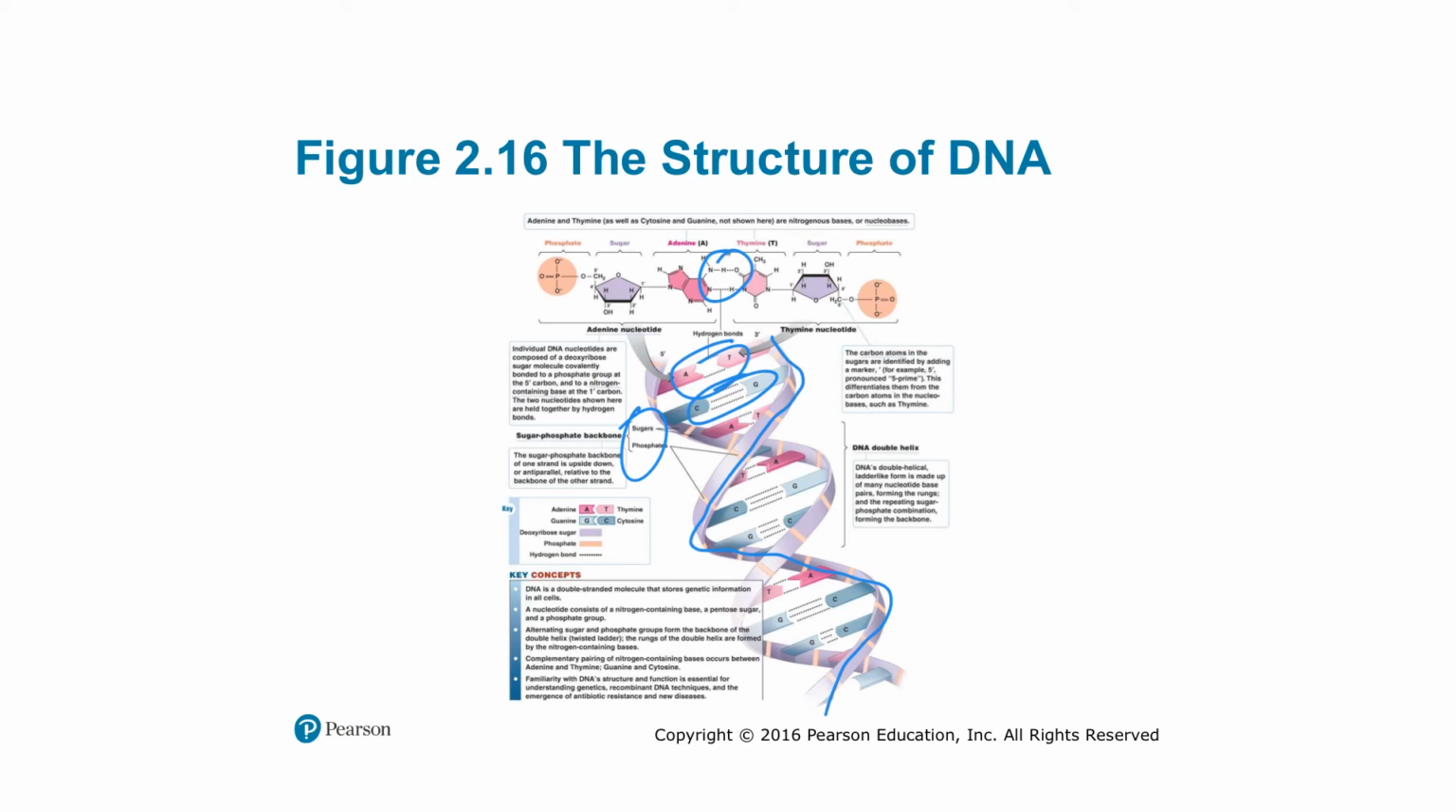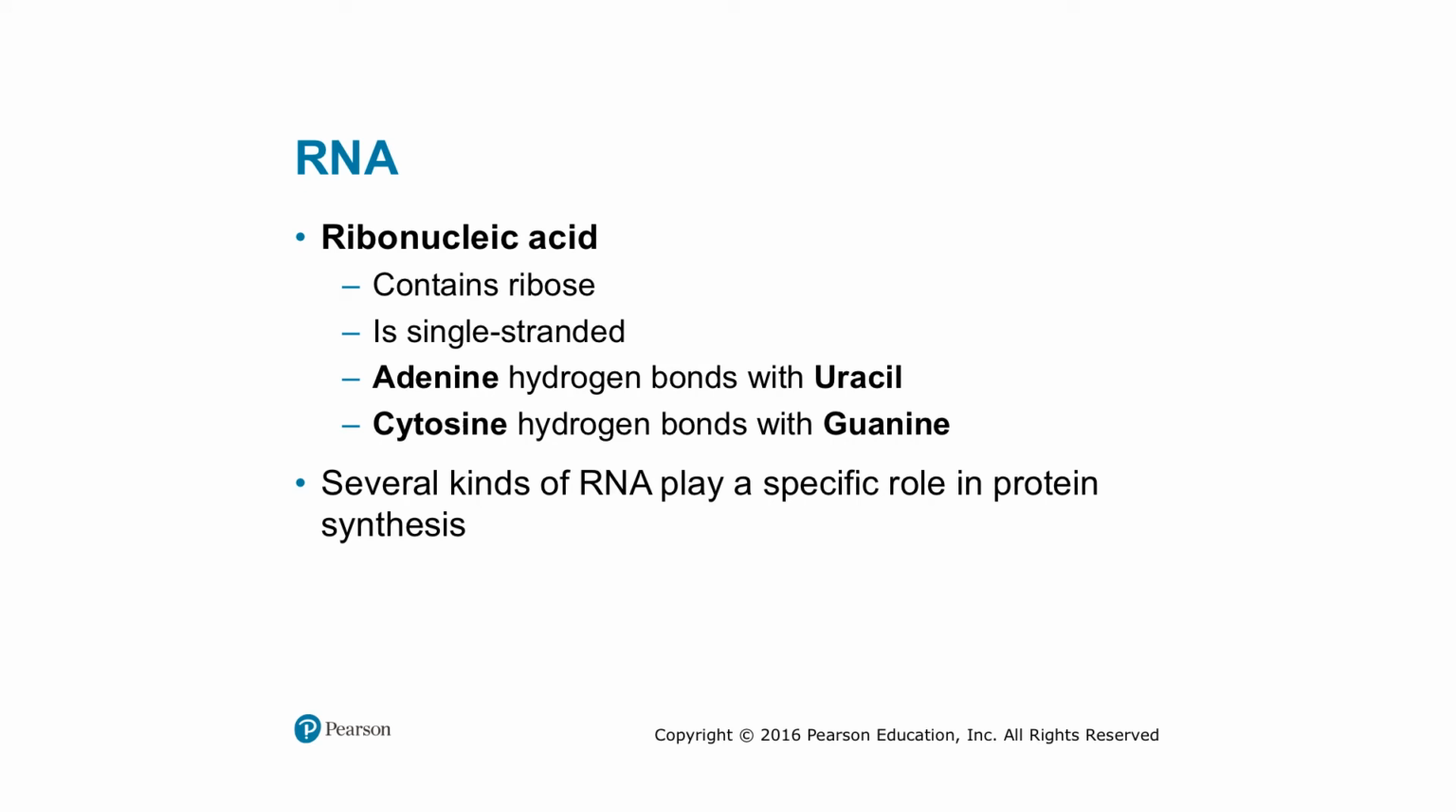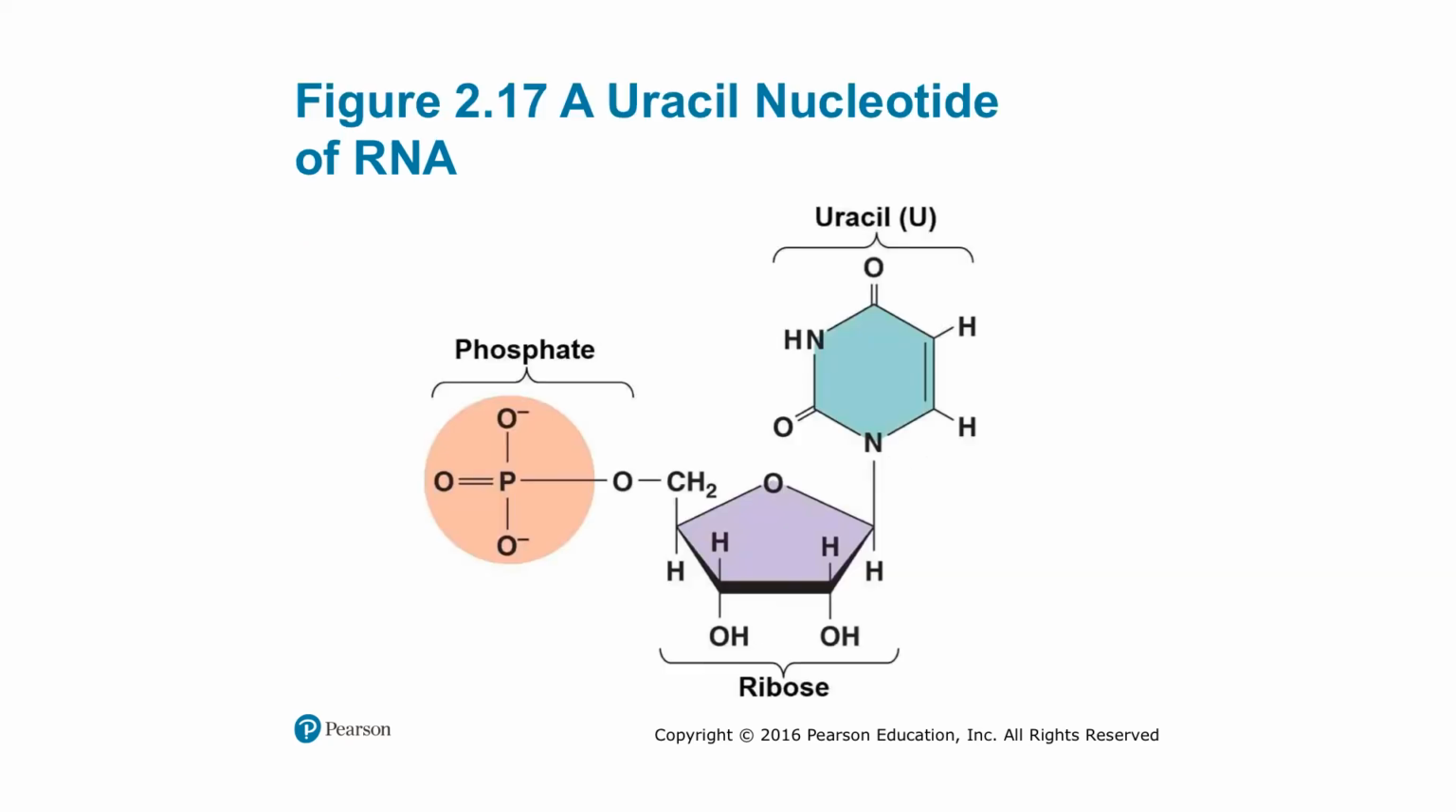These are one of the largest molecules that we have in our bodies, and so they're very important for storing that genetic information. The ribonucleic acids contain ribose, they're single-stranded, and adenine is going to bond with uracil. So it's different. And cytosine is going to bond with guanine still. There are several different types of RNA that play a specific role in protein synthesis, and we will talk about that when we get to that chapter. Here you can see that you've got the ribose sugar instead of the deoxyribose sugar, and then you've got uracil, which is unique to RNA.